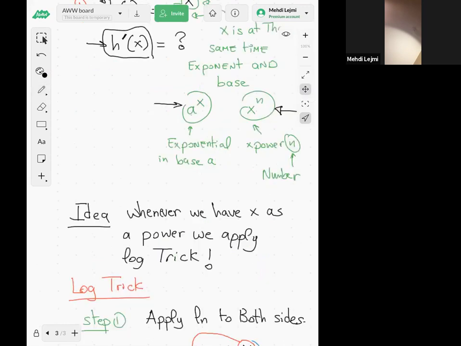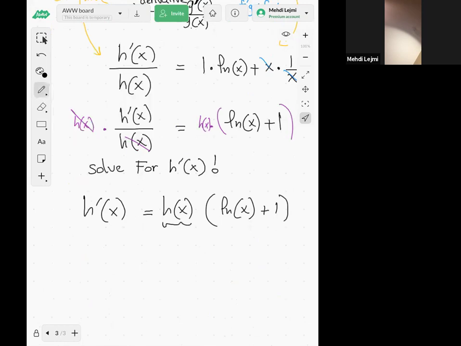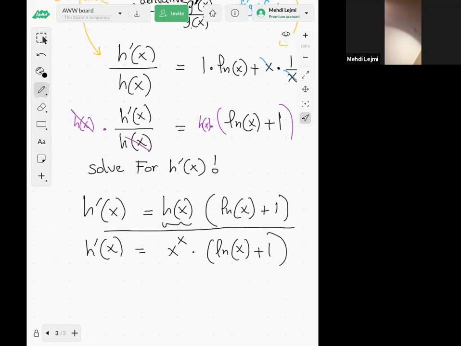So then this h prime of x is x to the power x times natural log of x plus 1. And that's a fine answer. Again, h of x is our original function, x to the power x. So the derivative of x to the power x is actually x to the power x times natural log of x plus 1.